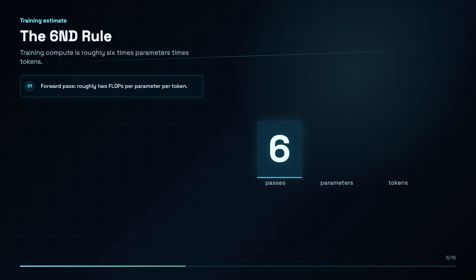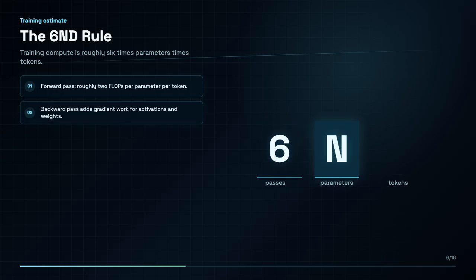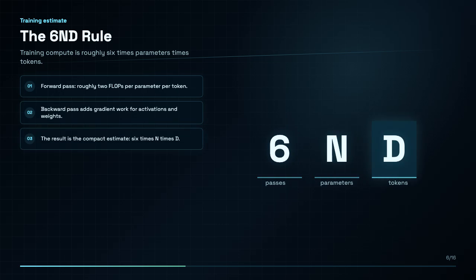Where does the factor of 6 come from? It arises from the forward and backward passes. During the forward pass, the model processes input tokens through all its layers, performing matrix multiplications at each step. The total cost is roughly 2 flops per parameter per token, 1 for the multiplication and 1 for the addition in the multiply-accumulate operation. During the backward pass, we compute gradients, which involves 2 more matrix multiplications per layer, 1 to compute gradients flowing backward through activations, and 1 to compute gradients with respect to weights.